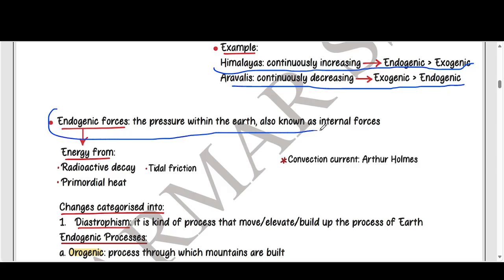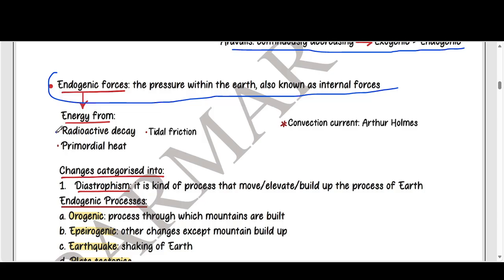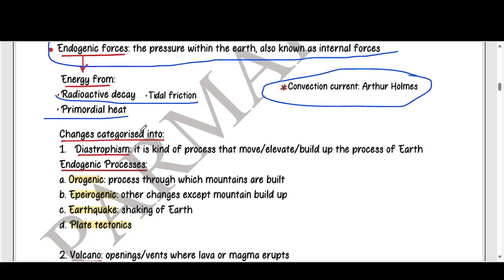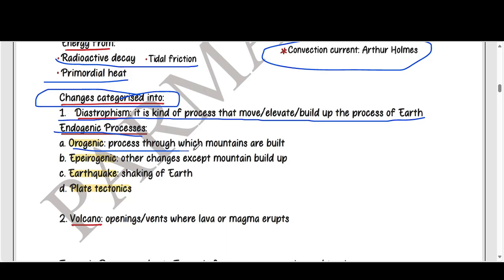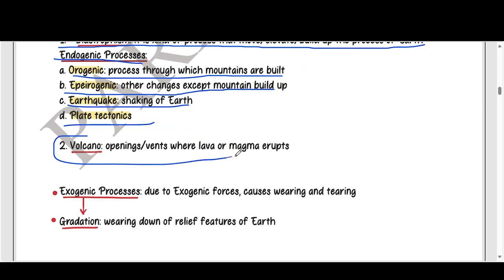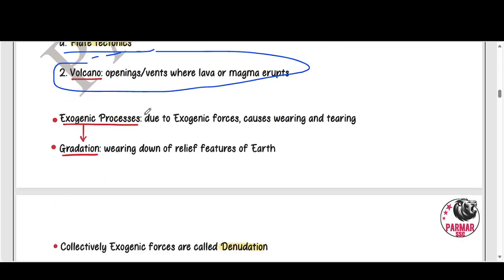Endogenic forces are the pressure within the Earth, also known as internal forces. Their energy forms include radioactive decay, tidal forces and primordial heat. Convection currents, as proposed by Arthur Holmes, move the continents. It is a kind of process that moves, elevates and builds up the Earth. Endogenic processes, such as orogenic processes, are those through which mountains are built. Other changes besides mountain building include shaking of the Earth, tectonics, and volcanoes, which are opening vents where lava or magma erupts.